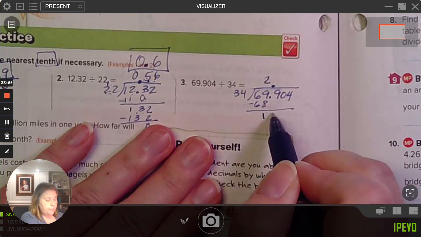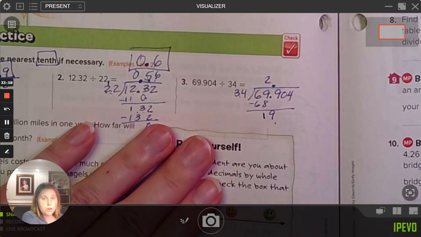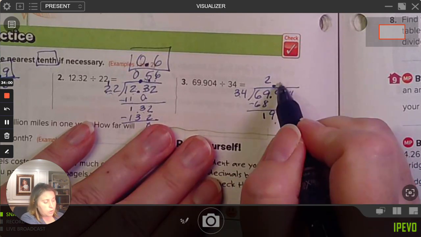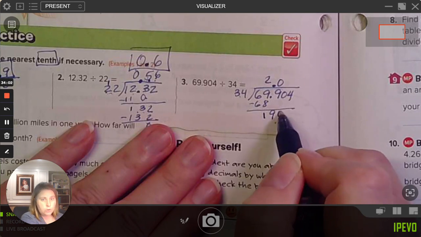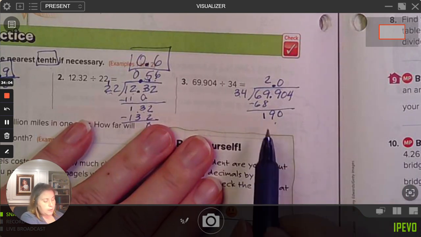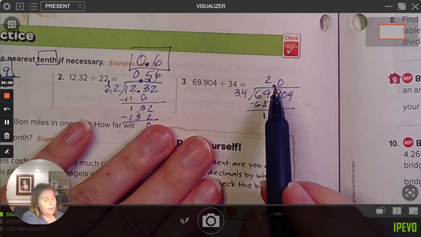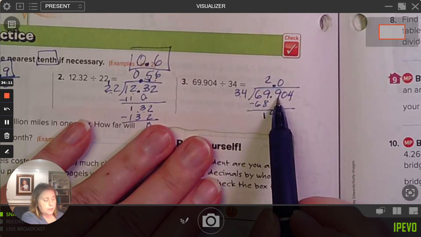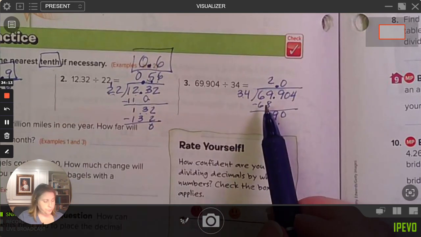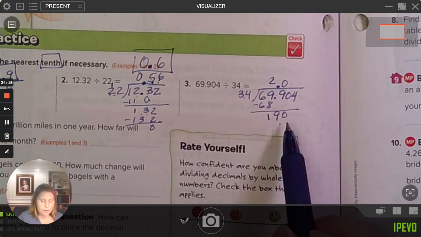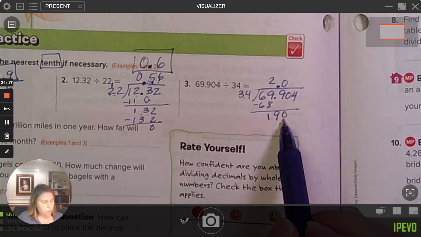69 minus 68 is 1. Bring down the 9. Does 34 go into 19? No, it does not. So I write a 0 here and bring down the next digit. We always want to remember to write the 0. Did it go into 19? No, it did not. So above this 9 right here, we write a 0. And then 34, 190, probably going to do a 5 or a 6.